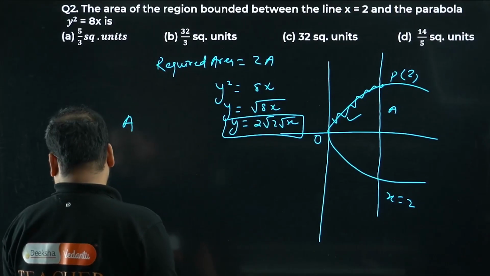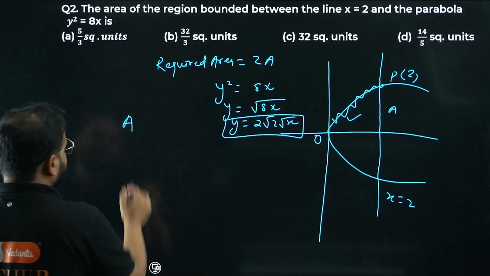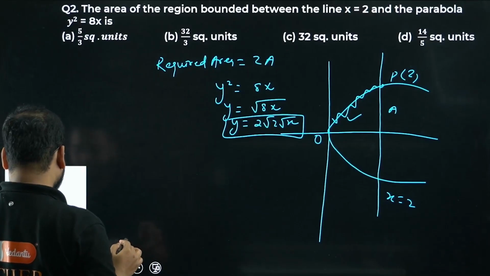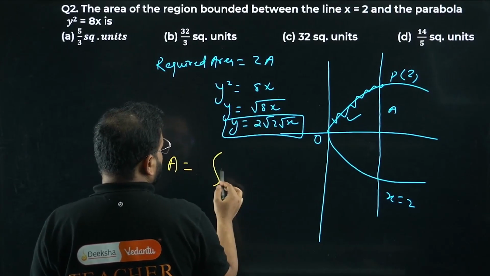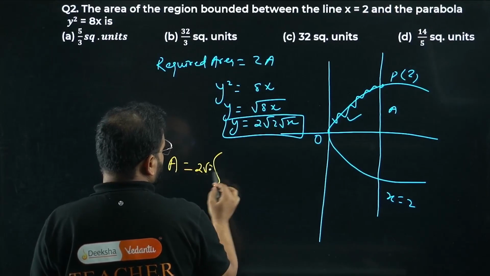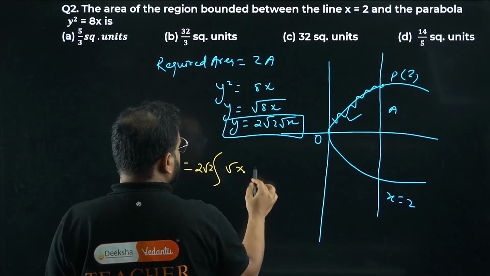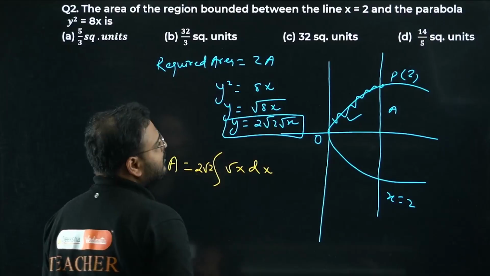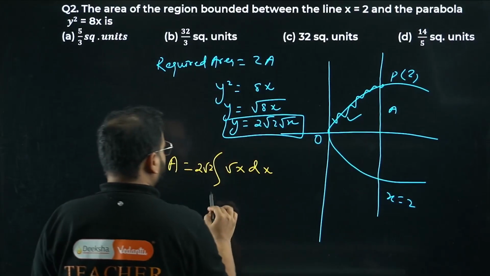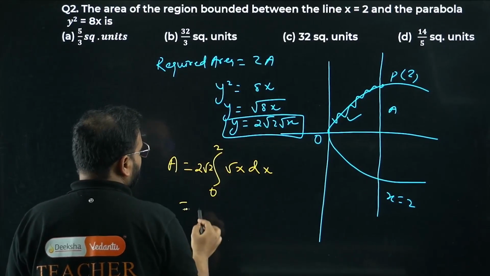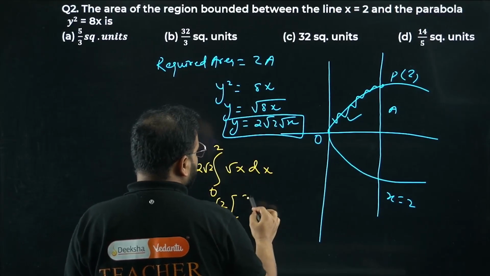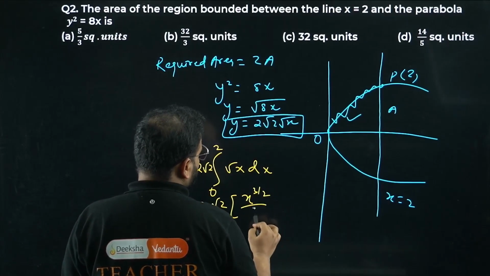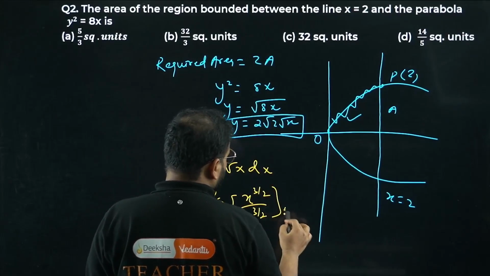Okay. Now let's find the area A. So A will be written like this. Integration of, I can write the constant outside. So 2 root 2, here root x, dx you write, from 0 to 2. Please check now. What am I getting? 2 root 2 is constant outside. Integration of this will become x power 3 by 2 divided by 3 by 2, from 0 to 2.